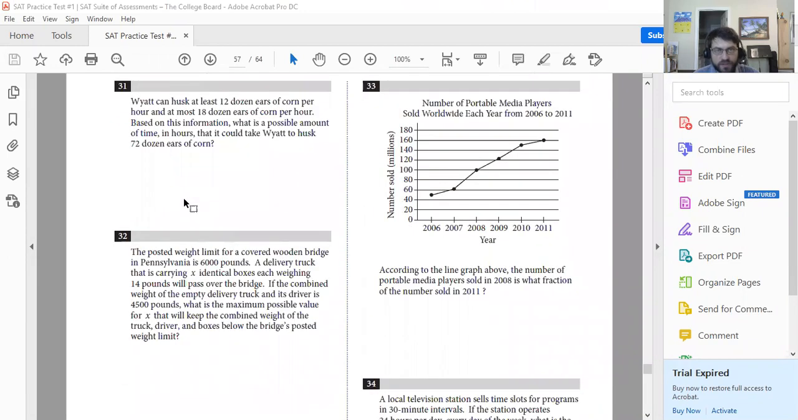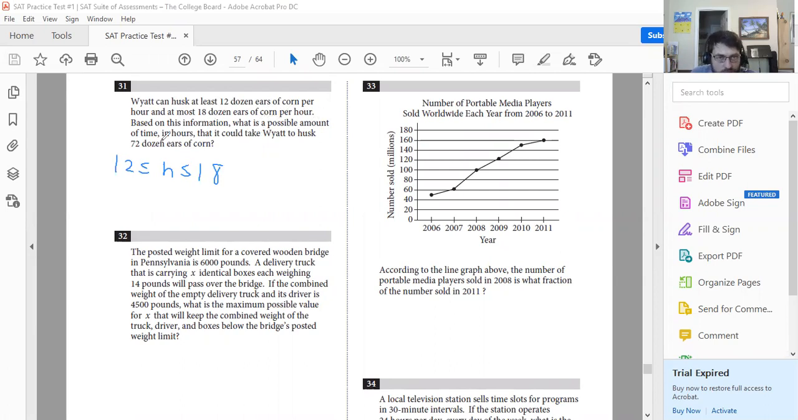(31). So fill in the blank. Want to make sure you get to a couple of these at least. The first couple of these are easy. Wyatt can husk at least 12 dozen ears of corn per hour and at most 18 dozen ears of corn per hour. That'd be an inequality. 12 is less than or equal to his husking ability. It's less than or equal to 18 ears of corn per hour.